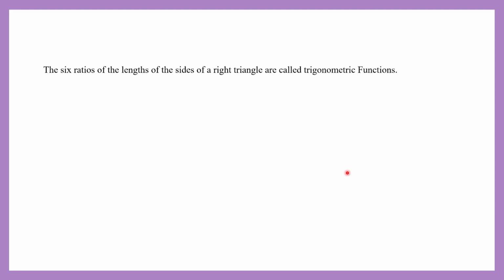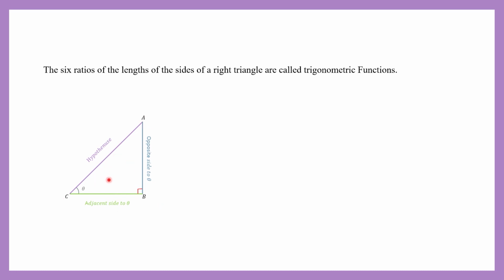Trigonometric functions. The six ratios of the lengths of the two sides of a right triangle are called trigonometric functions. Let's consider we have a right triangle ABC. Let's name this angle theta. The side AB is opposite side to theta, CB is adjacent side to theta, and AC is hypotenuse.